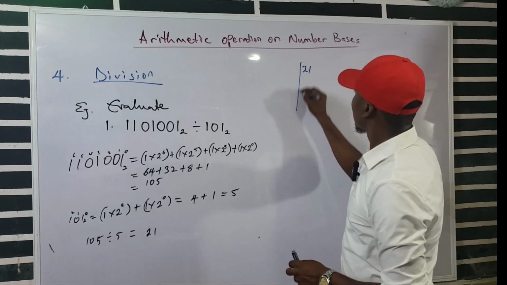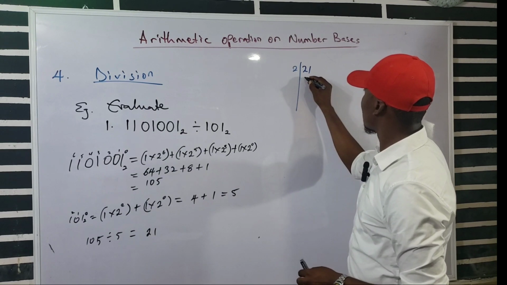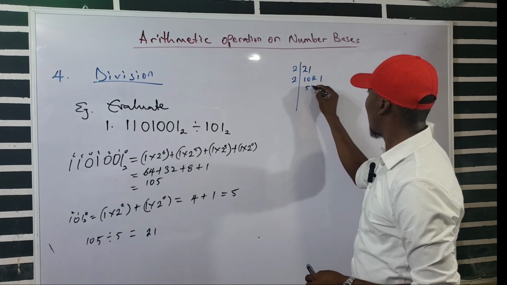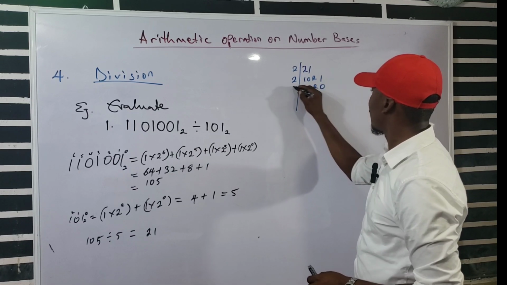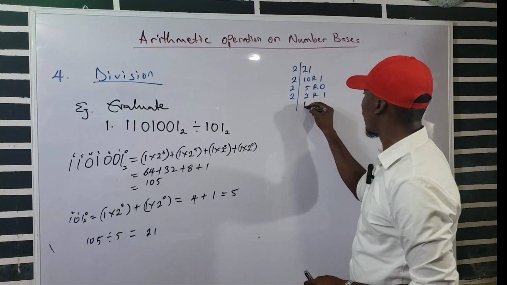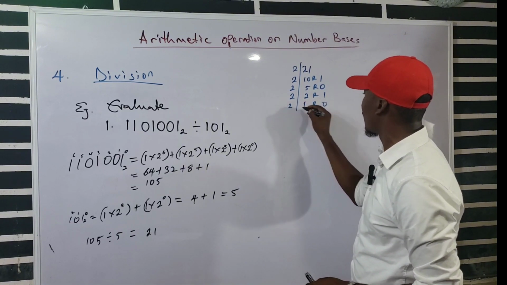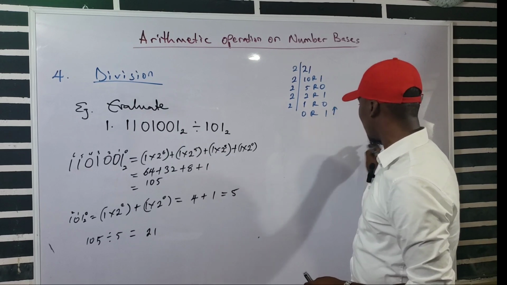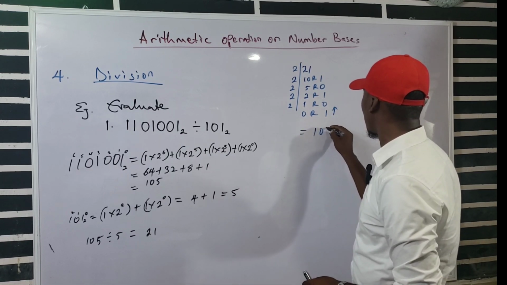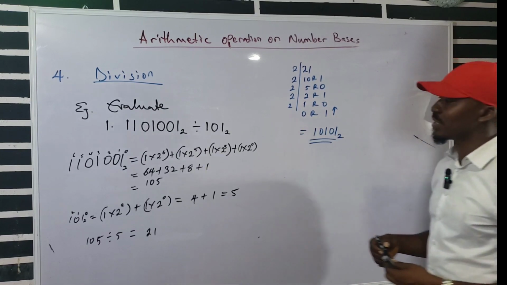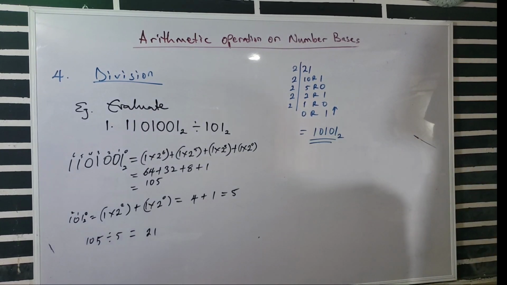Okay, 21 divided by 2, that will give us 10, remainder 1. 2 again, that will give us 5, remainder 0. 2 again, that will give us 2, remainder 1. 2 again, that will give us 1, remainder 0. 2 again, that will give us 0, remainder 1. So when you take it from down, that will give you 10101 in base 2. Okay, which is the same thing we got in the other method.